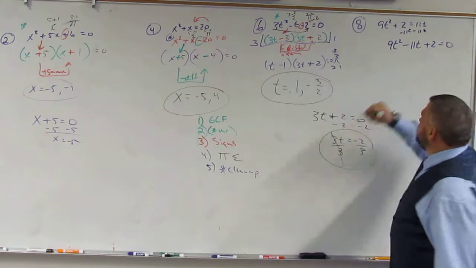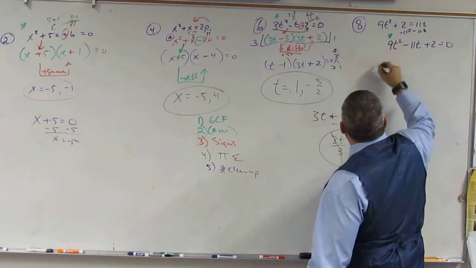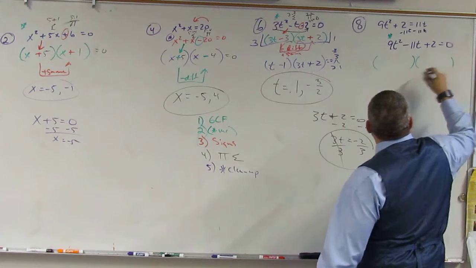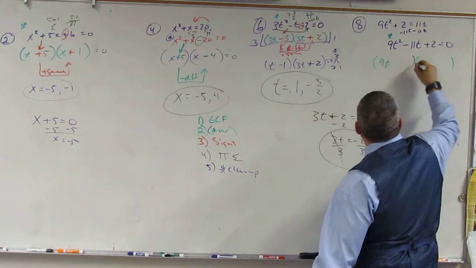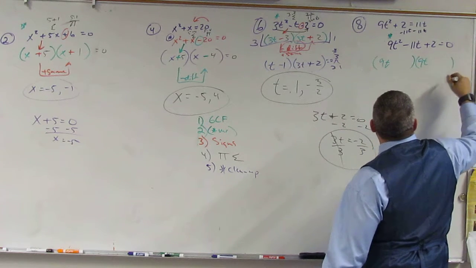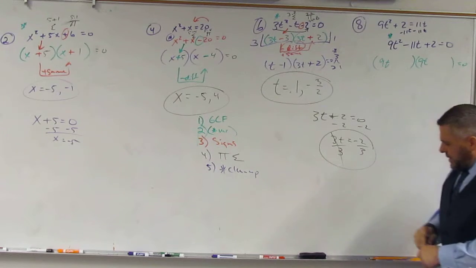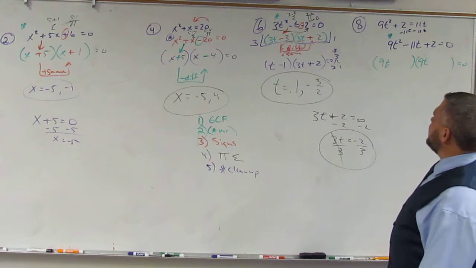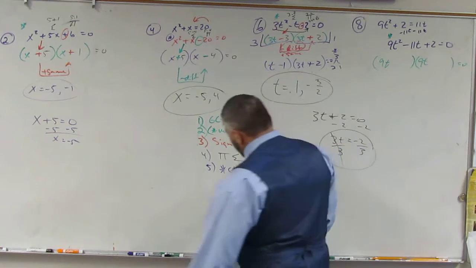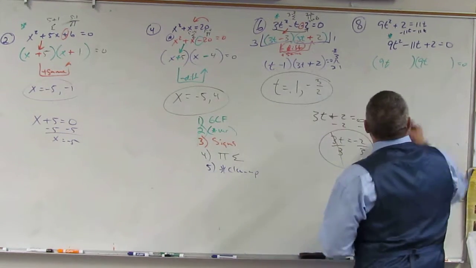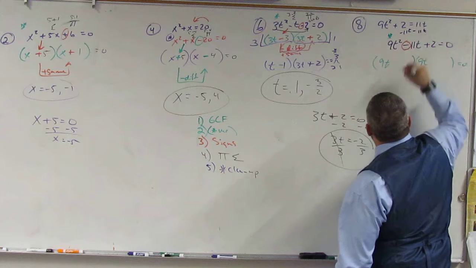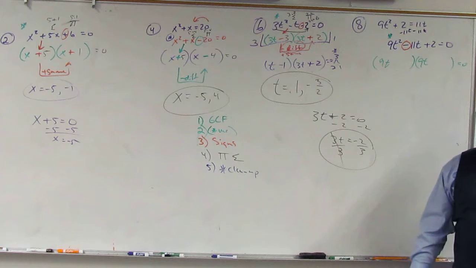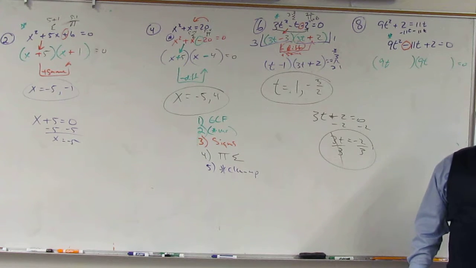Star variable. What's the star? 9. Good. 9t, 9t. Okay? Alright, next. Signs. Where does this first sign go? Where does it go? First one. In the first one.